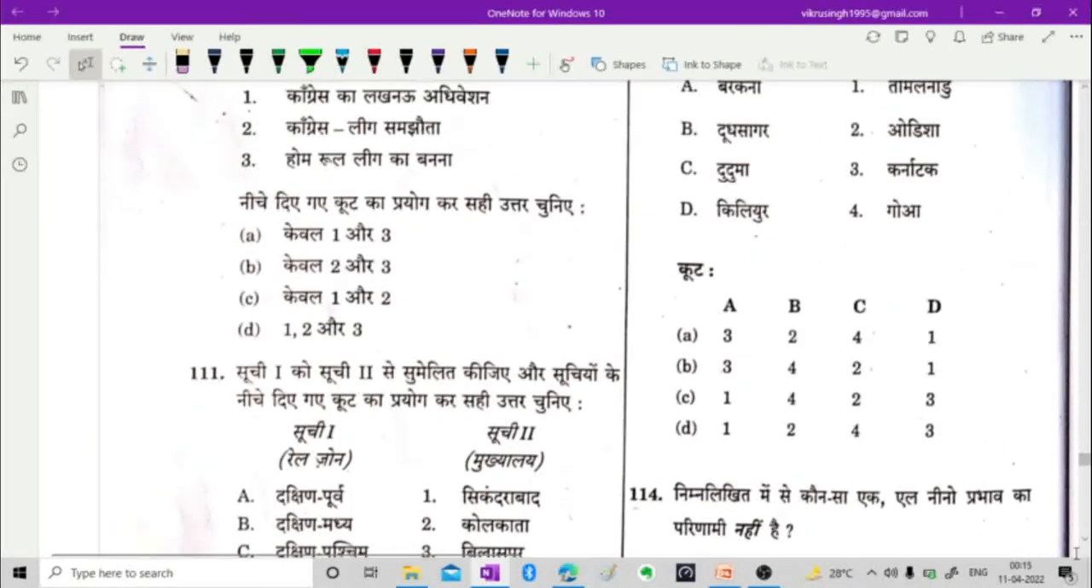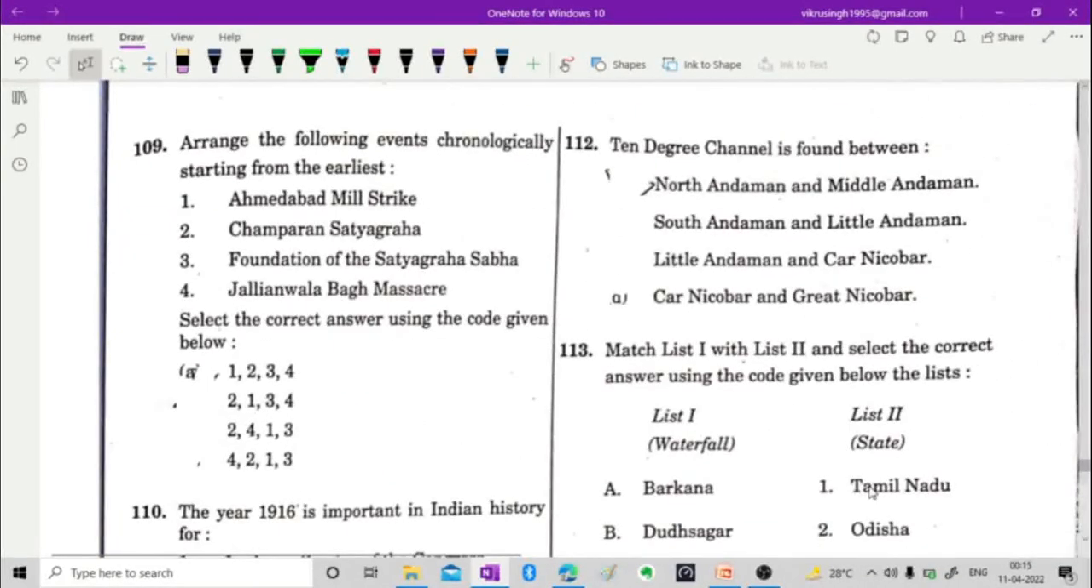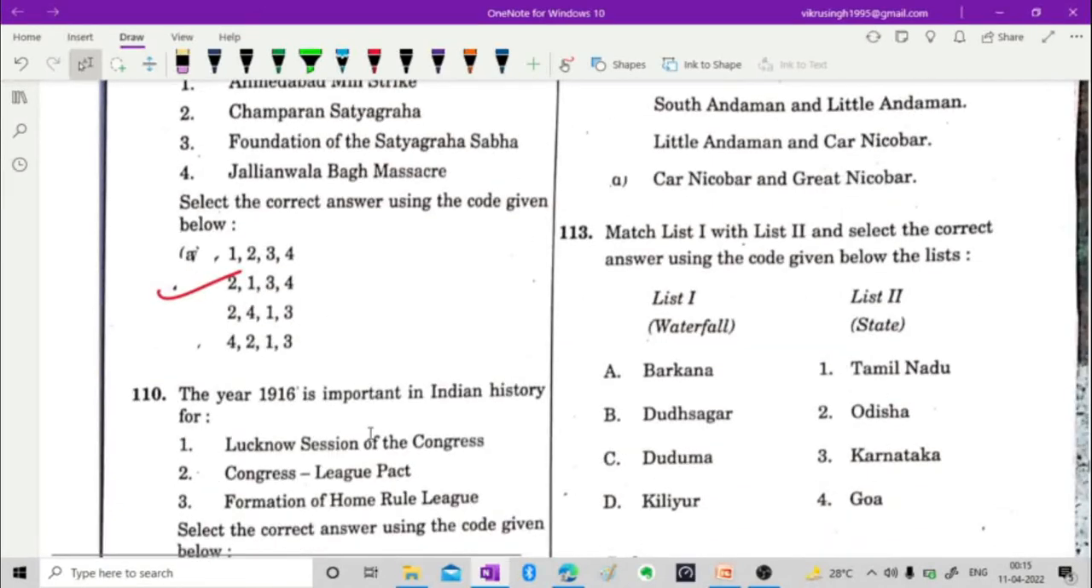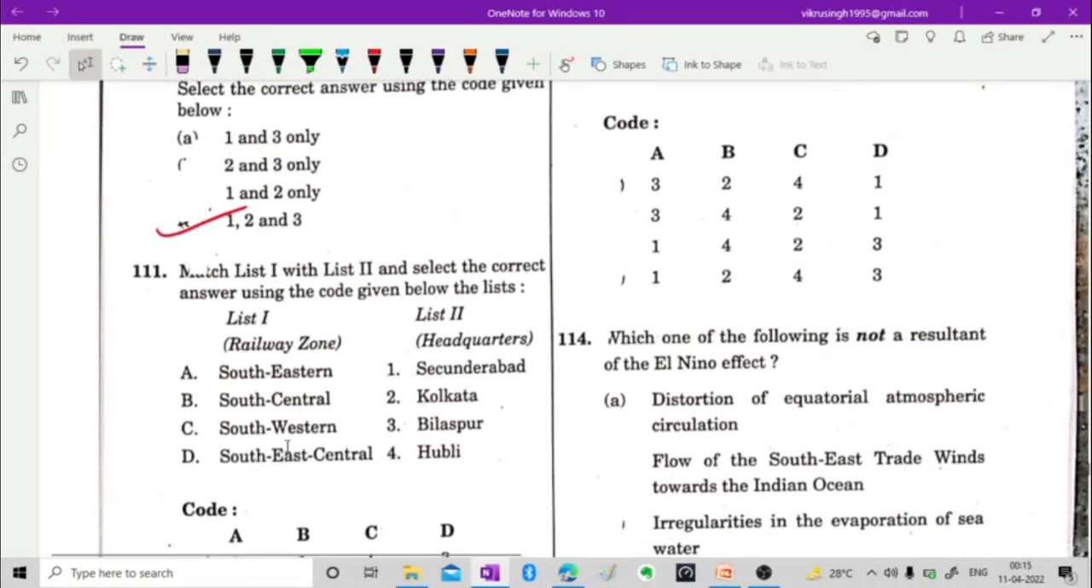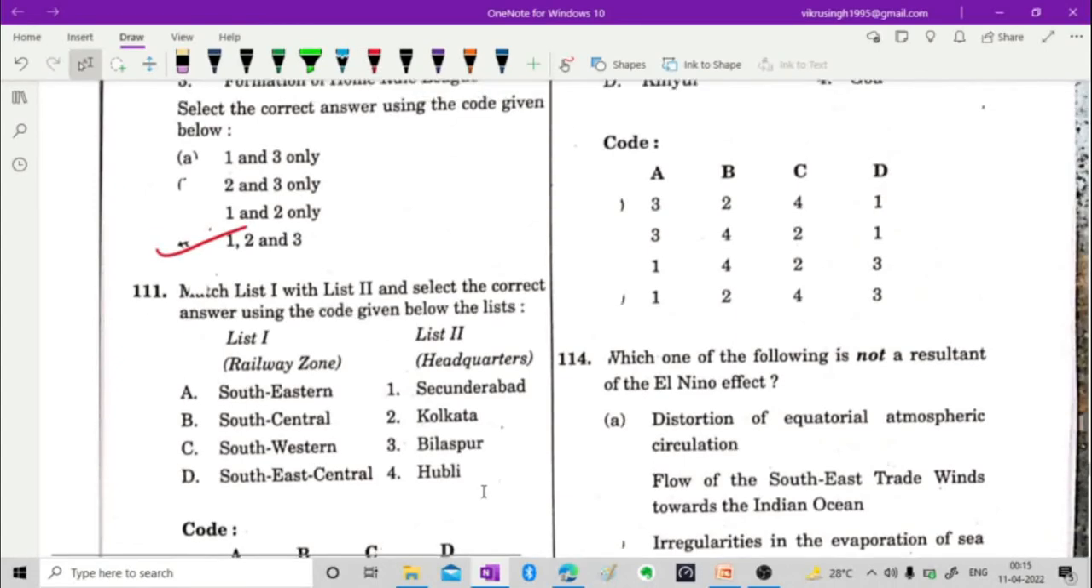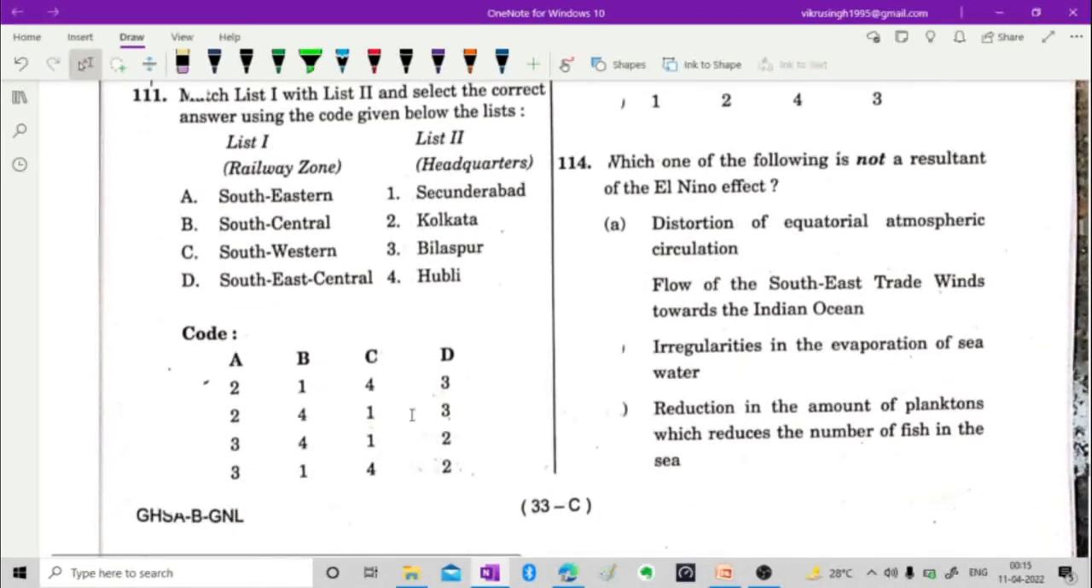Question number 109. Let's proceed on to question number 109. So here, yeah, the correct order has to be shown. Correct order, concept 2, 1, 3, 4. So, question number 110, let's go to it. The question 110, the correct option is 1, 2 and 3. Question number 111, the option is first.